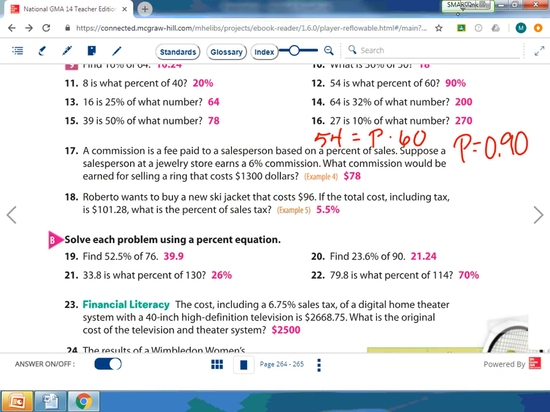That's the percent equation in use. Let's go.